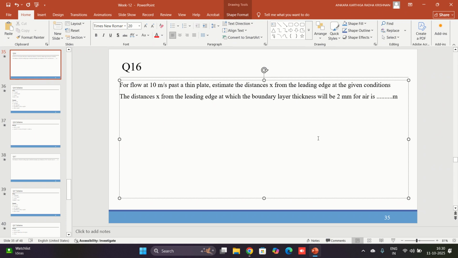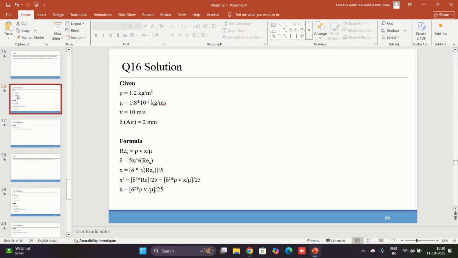The distance x from the leading edge at which the boundary layer thickness will be 2 mm for air is dash. In the previous problem, we were given a distance from the leading edge and asked to calculate the boundary layer thickness. Now in this question it is actually reverse. So we are going to do that.